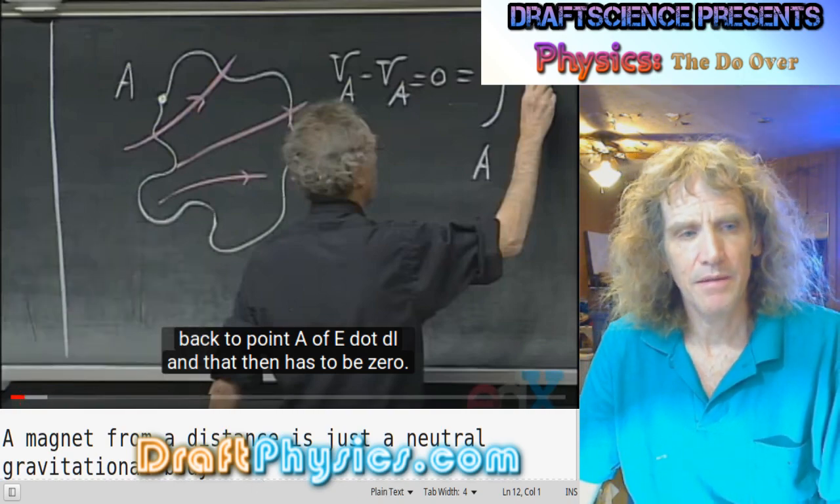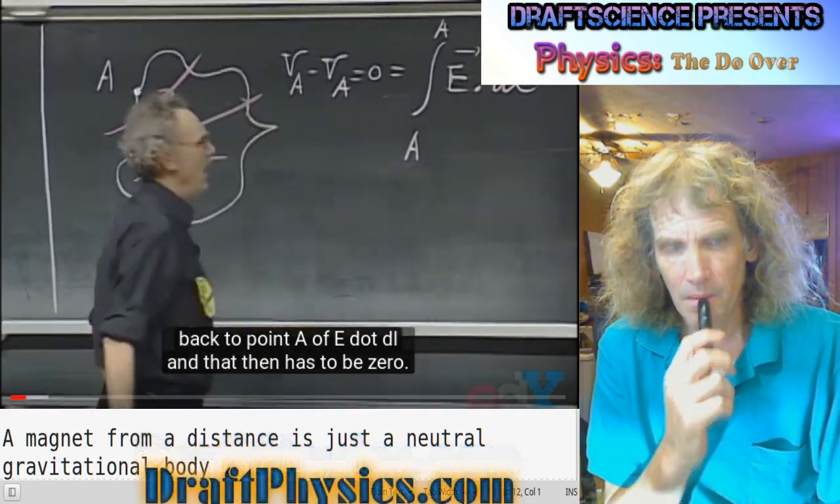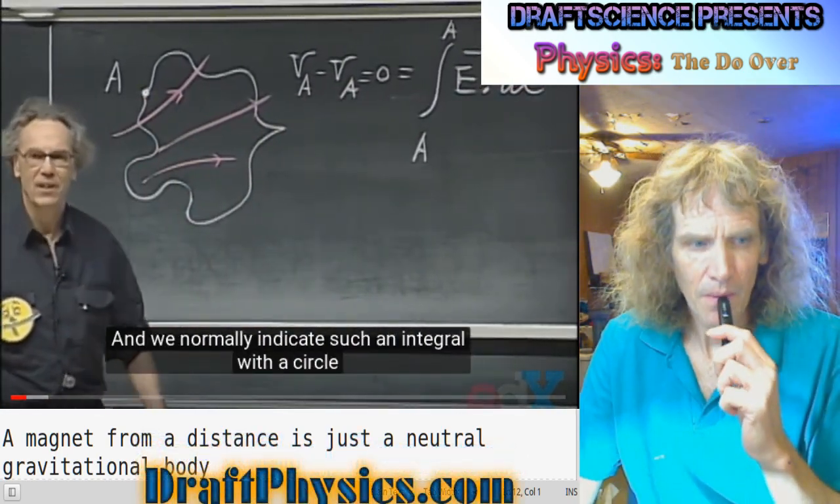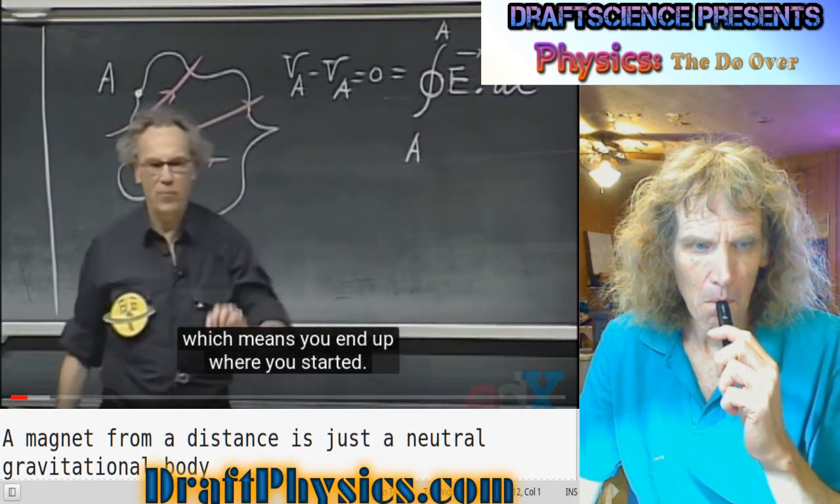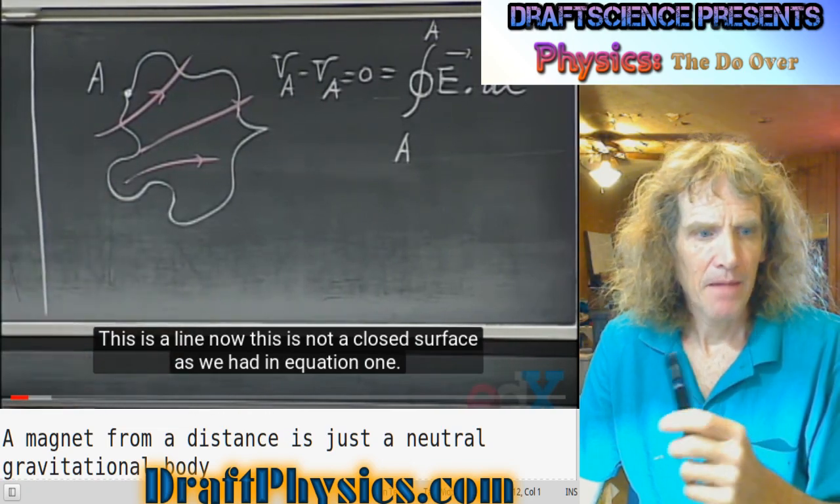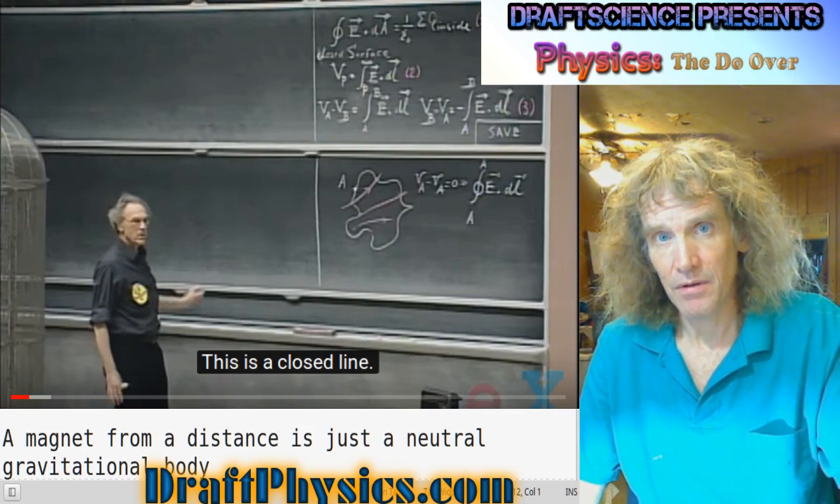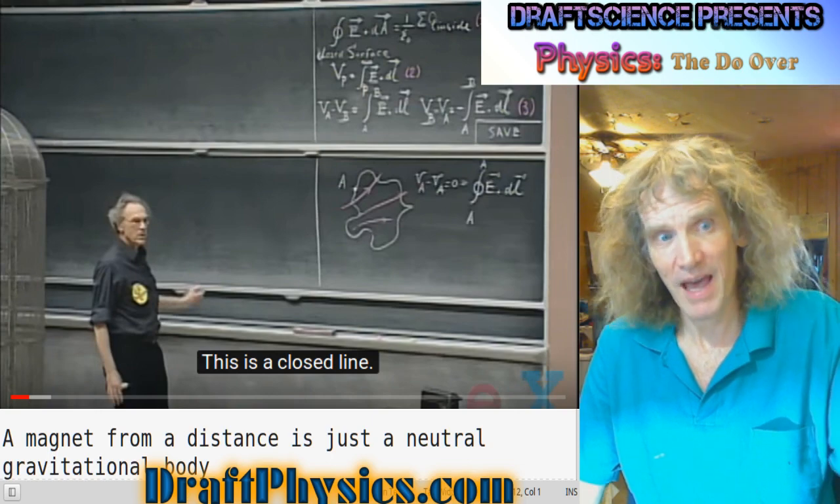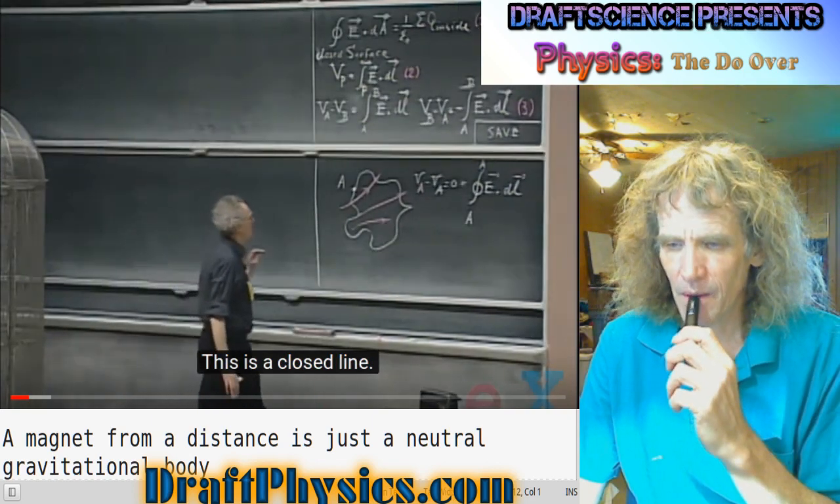The integral of E dot dl then has to be zero. And we normally indicate such an integral with a circle, which means you end up where you started. This is a line integral now. This is not a closed surface, as we had in equation 1. So it's a little bit confusing, because apparently they have the same notation for a closed surface and a closed loop. That doesn't make much sense. It is a closed line.